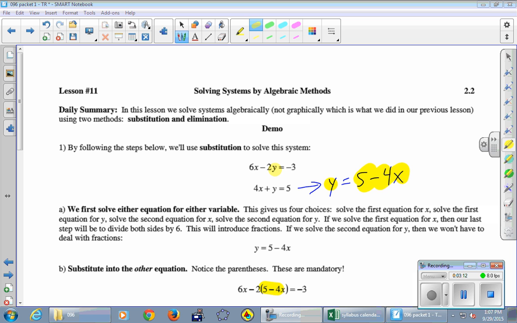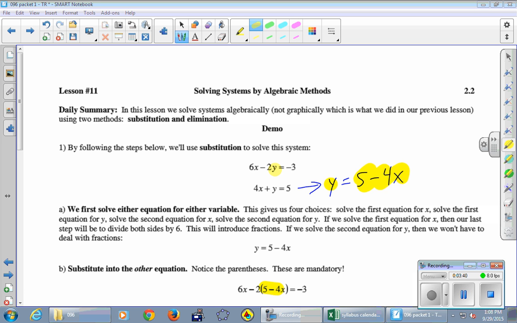So take a look at this first equation. It says 6x minus 2y. Now it says 6x minus 2 times yellow highlighted stuff. But that's y, right? The highlighted stuff is the same as y, so this is perfectly legitimate. Change your y into something which is equivalent to y. 5 minus 4x goes right in there. Notice the parentheses, gotta have them. Equal negative 3, still equals negative 3. Questions on that step?